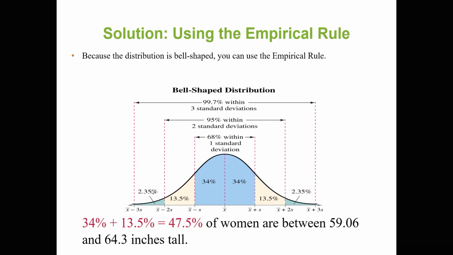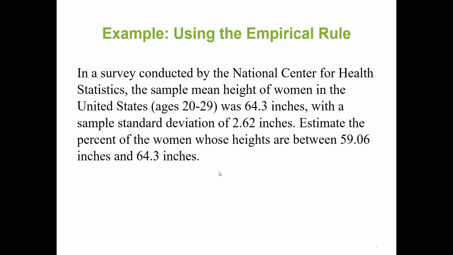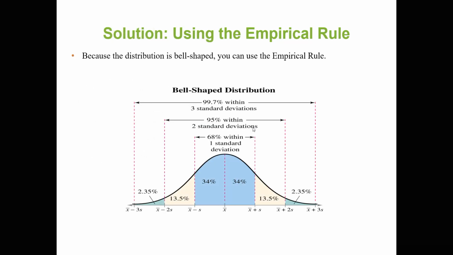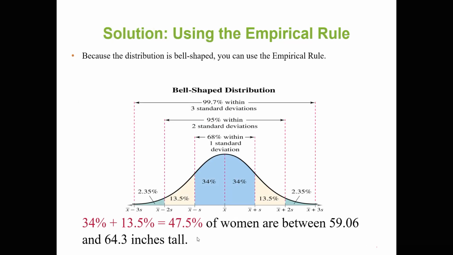How do you know that? It's from the empirical law. How do you know it's between this and this? It's because you've been told that the standard deviation is 2.62. So if you do 64.3 minus 2.62 two times, you will end up having this. You will end up having that.